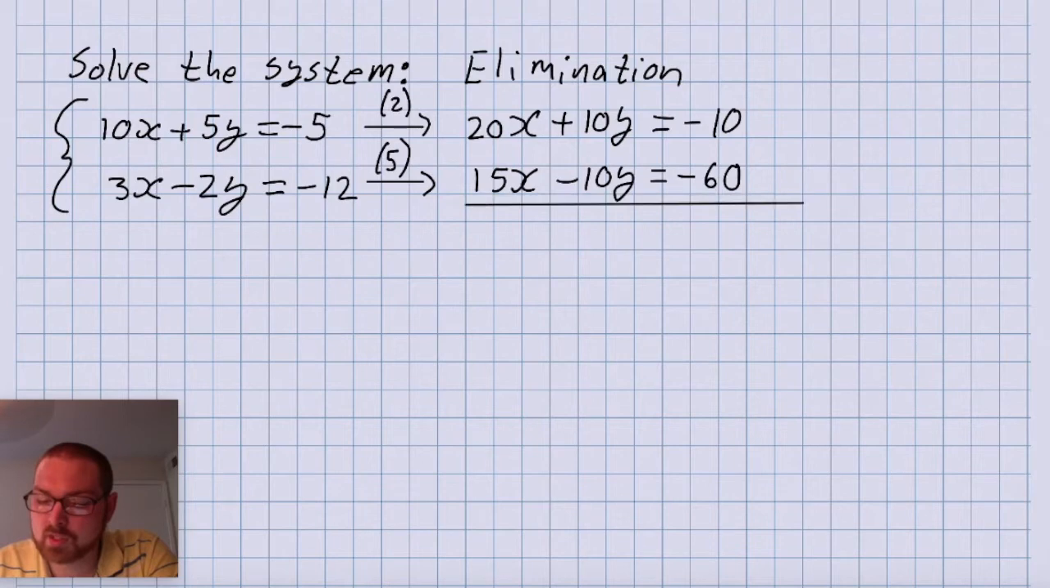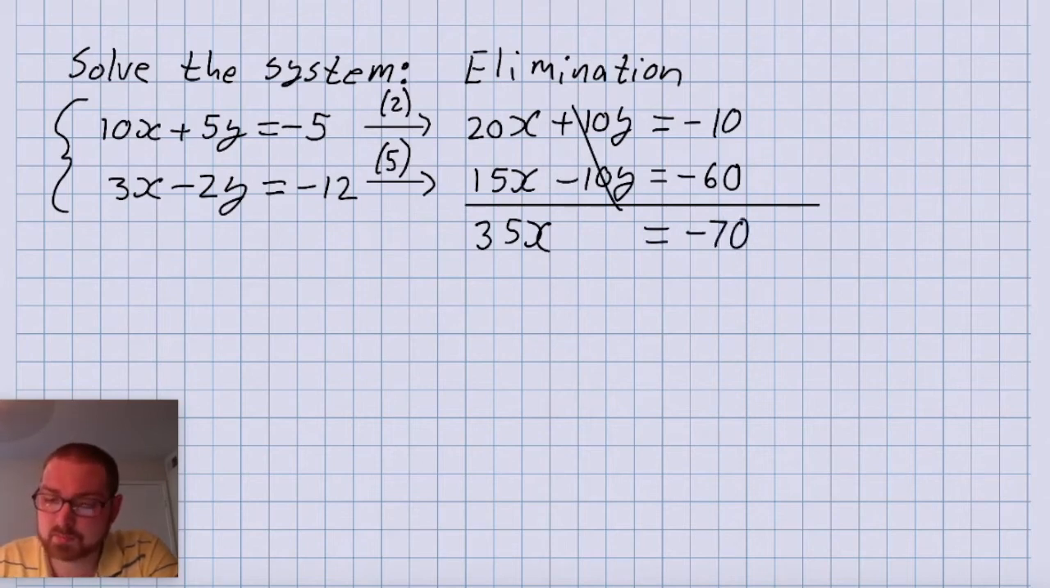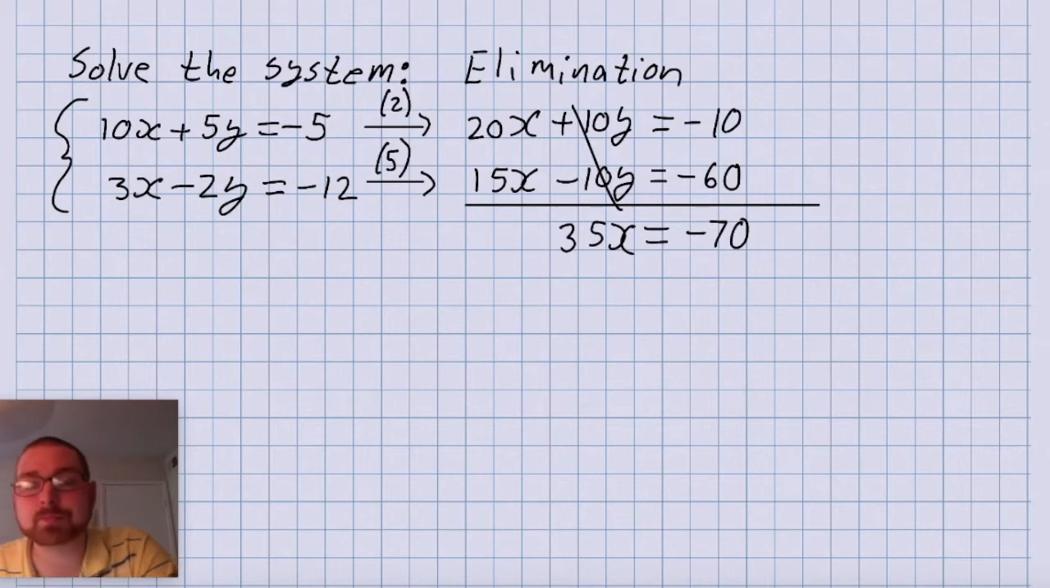Now I'm going to go ahead and add those equations together. So 20 plus 15 is 35x. Here, positive 10y and negative 10y cancel each other out. That's exactly what I hoped would happen. And then here I have negative 70. So I'm just going to go ahead and move that back over. And my last step is to divide both sides by 35.